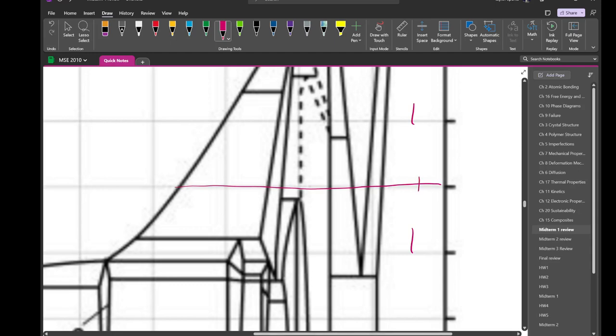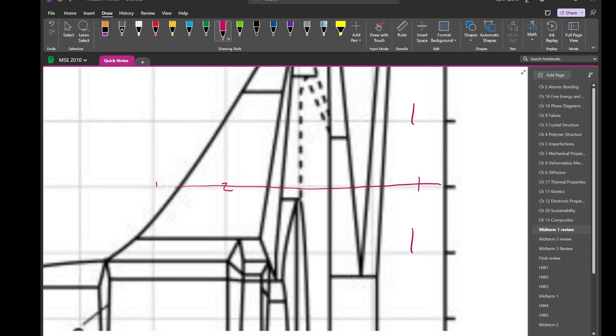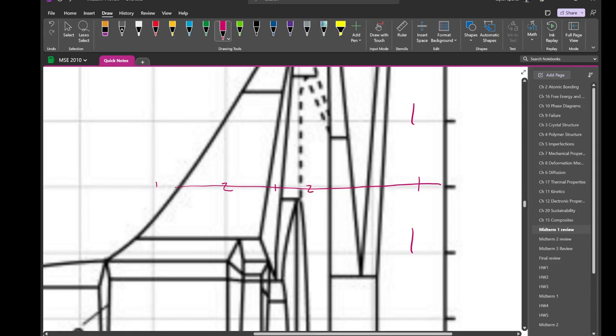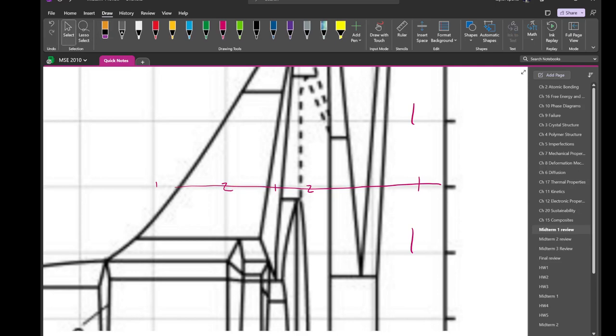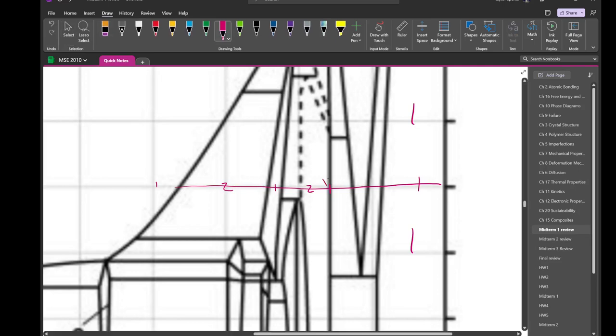So that's a single phase, two phase, single phase, two phase. We decided that was a line compound, so I have to call that a single phase right there on the line, which makes that a two, single, two, one. Right, and on down we go.